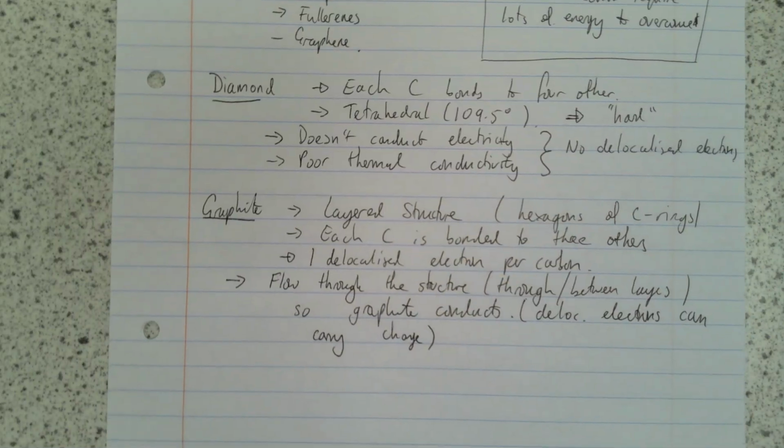The delocalized electrons can carry the charge, and also because they can move around, they can carry thermal energy too. But again, just through the layer, just in one direction, rather than like metals where they can move all over the place. Right?